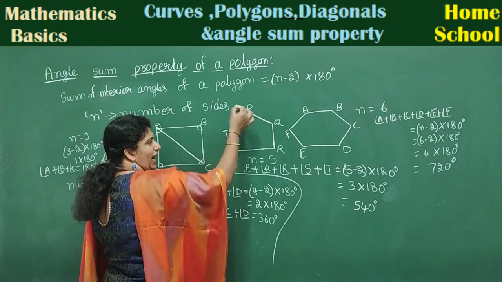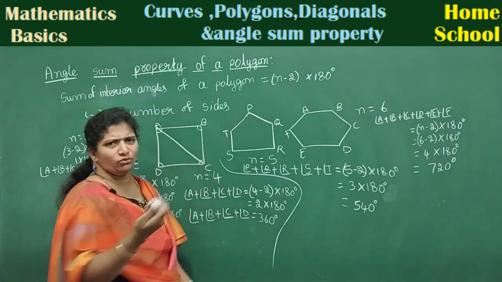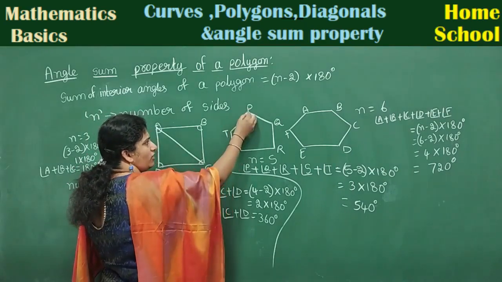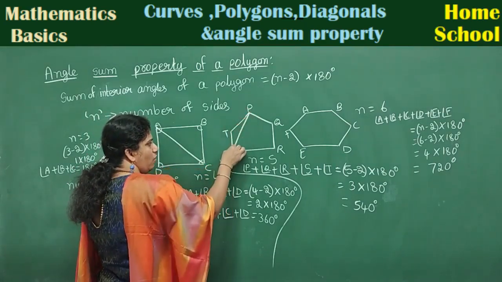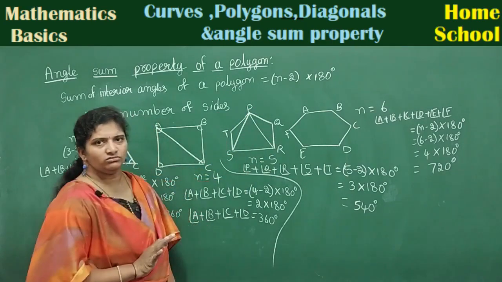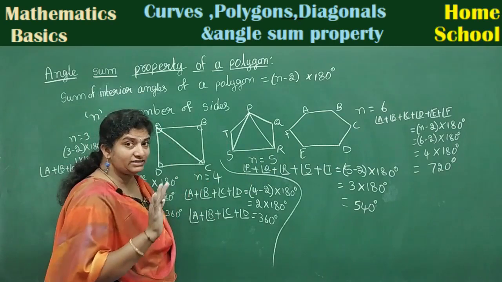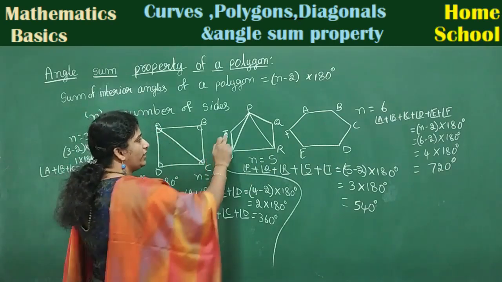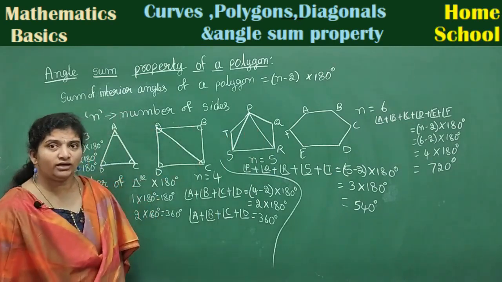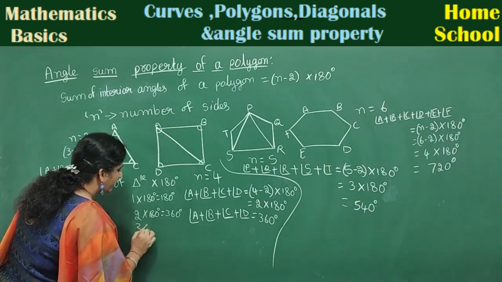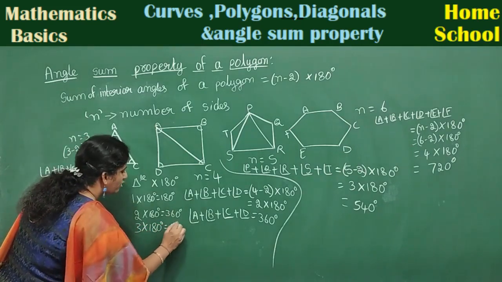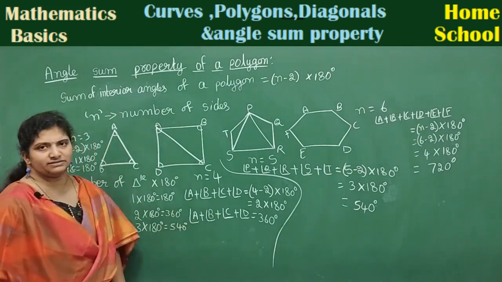Next one. Take any one point, I take P. You can take T, Q, S, any one point. From this, I try to join non-consecutive points. 1, 2. That's it, no? I have joined, but that is not the number of triangles. Look here: 1, 2, 3. How many triangles did you get? 3 triangles. 3 into 180 degrees is equal to 540 degrees, your answer.